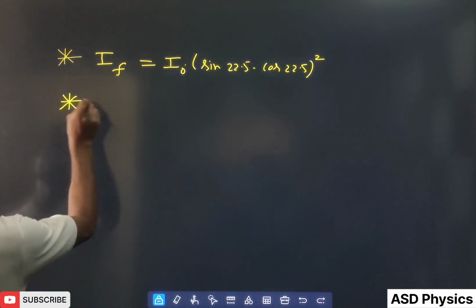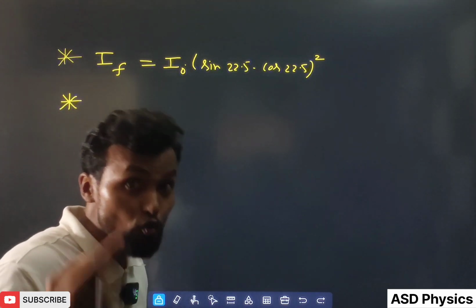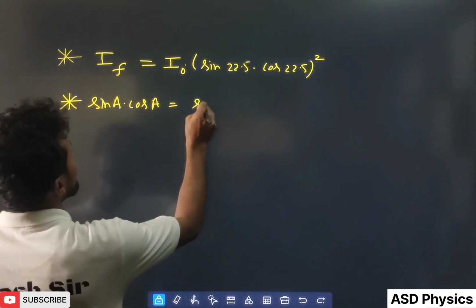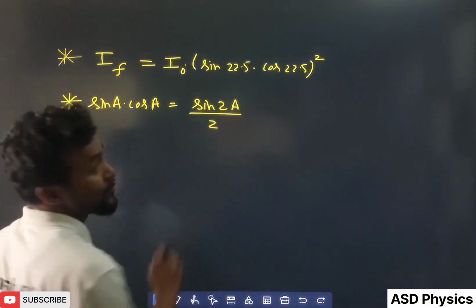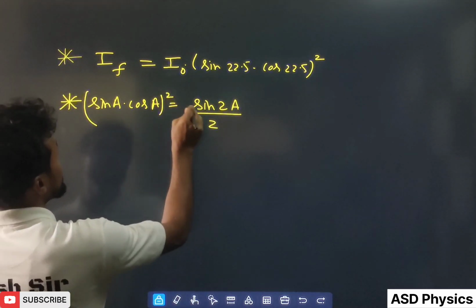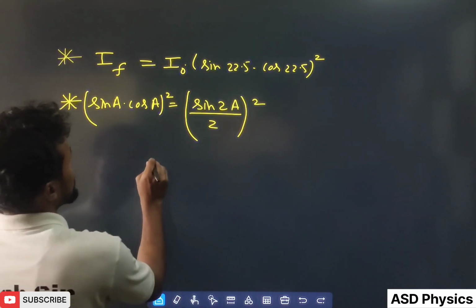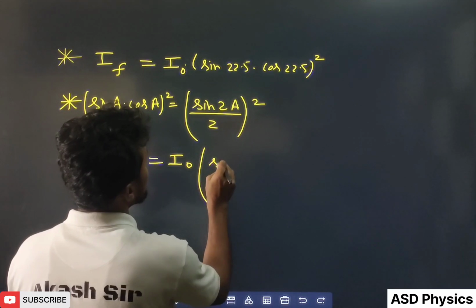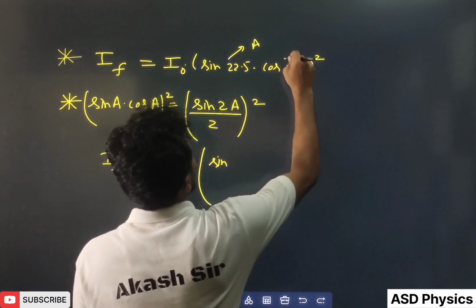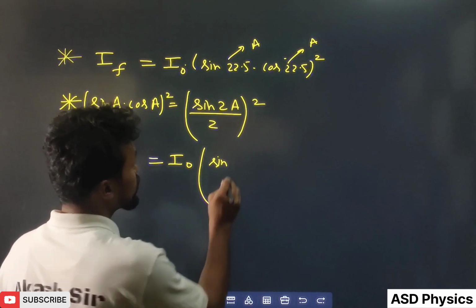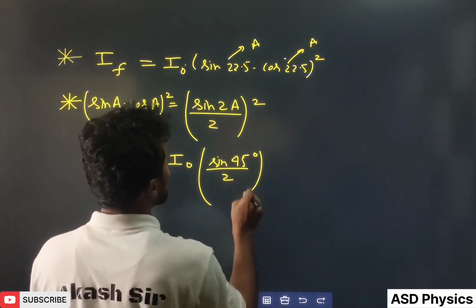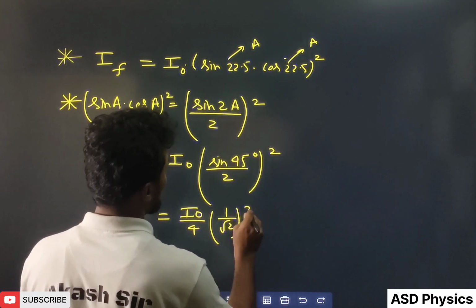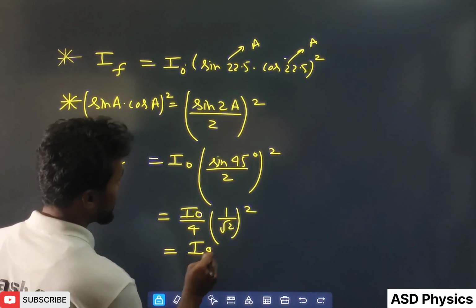Okay, and remember that one more thing we can use here. You know very well, sin 2a means 2 sin a cos a, is it? So we can write here, see students, sin a into cos a means we can write sin 2a by 2, is it? And this 2 we can't cancel. So square means here also square, is it? So this I final will become I0 into sin 2a by 2 whole square. If this angle is a, sin 2a means 2 into 22.5, sin 45 by 2 square. Okay, so it will become I0 by 4 and 1 by root 2 square. So when you simplify this, what will come here? I0 by 8. Is it?